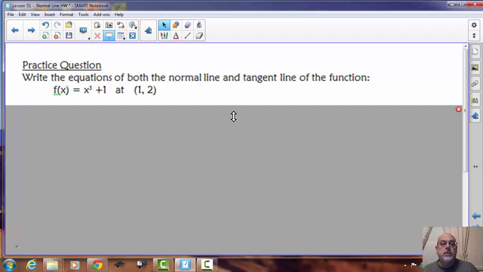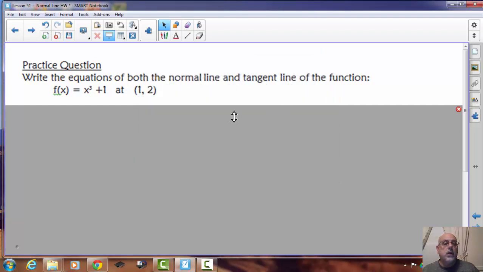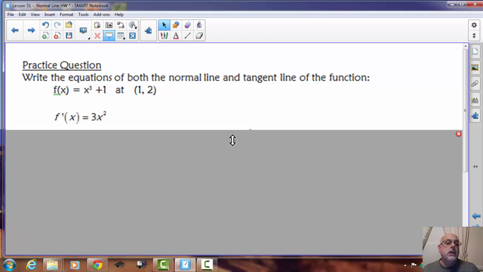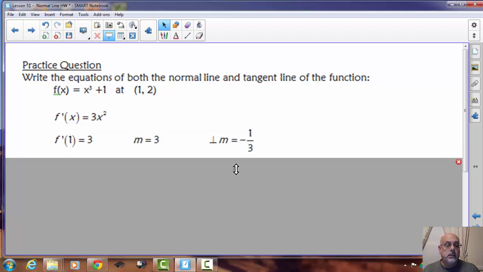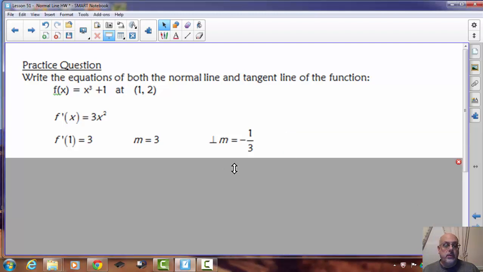So hopefully you've paused the screencast and you're coming back now to check your work. There will be a quiz on Edmodo regarding things on the screencast. Since I gave you the point (1, 2), you go right to the derivative, which is 3x squared. You evaluate the derivative for x equals 1, and when you do that, you find that the slope of the tangent line is 3. Perpendicular to that is the normal line, and its slope is negative 1/3.